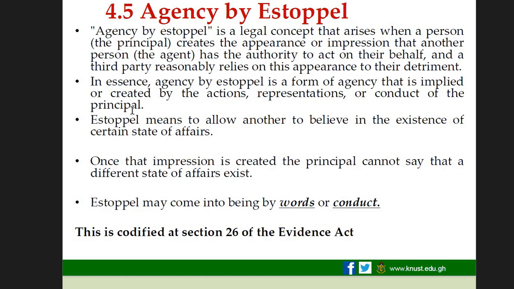Once you have given the person documents to present to the board, that person is acting on your behalf. Once the person sends the document and there is any loss or damage to any party, you, the principal, cannot come and say that you don't know anything about it, or deny the authority you vested in that particular agent. I hope that is clear.